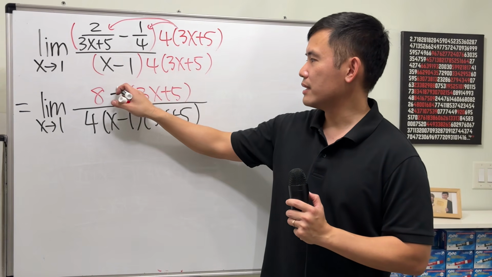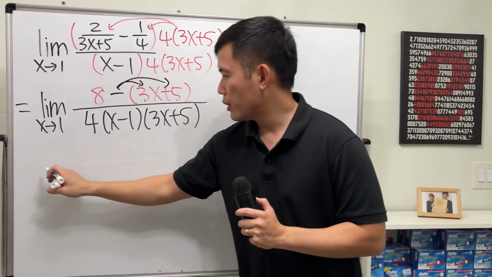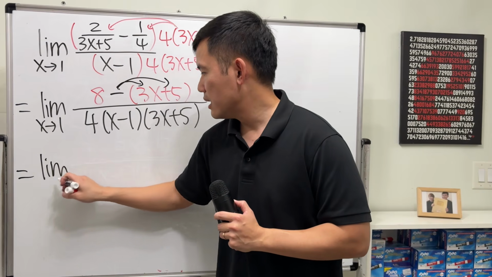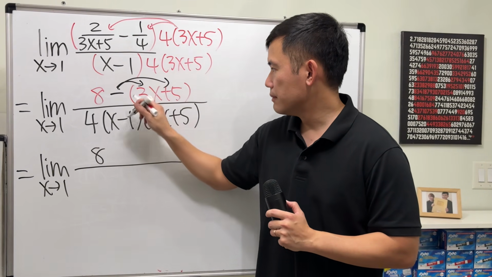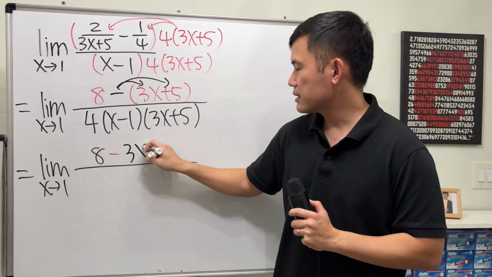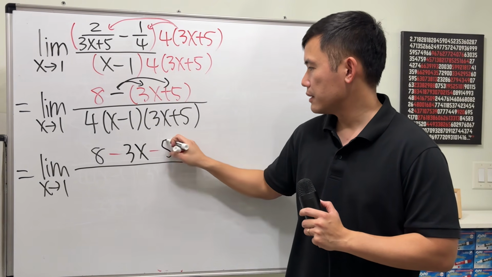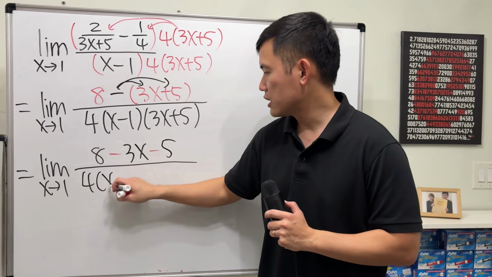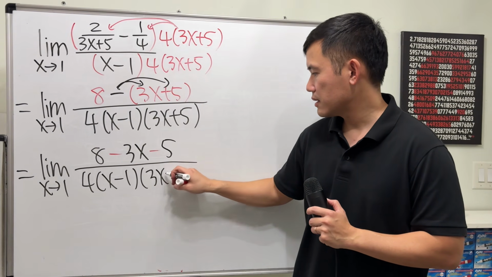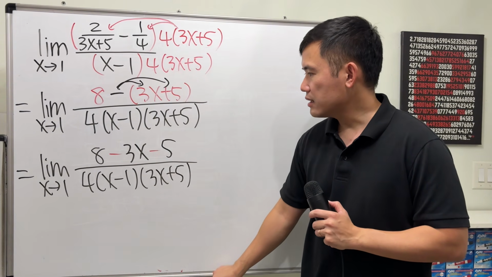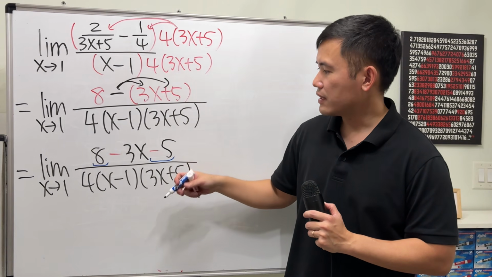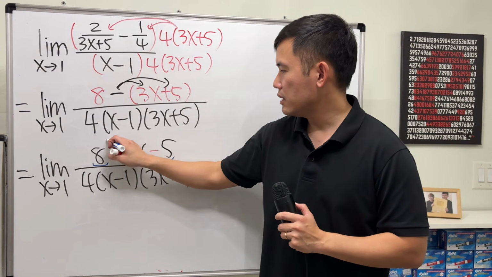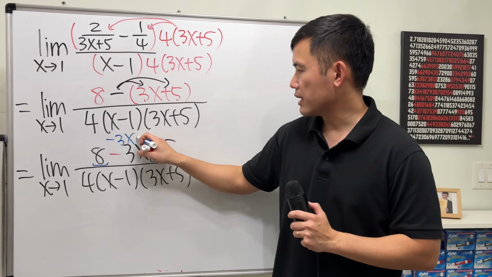So now let's just go ahead and distribute it. Right here we see that's the limit as x approaching 1. Here we have 8 minus 3x minus 5. And then again, the rest, you just keep it. On the top though, we can work this out a little bit here. 8 minus 5, that's 3. And let's write down the negative 3x first and then plus 3.